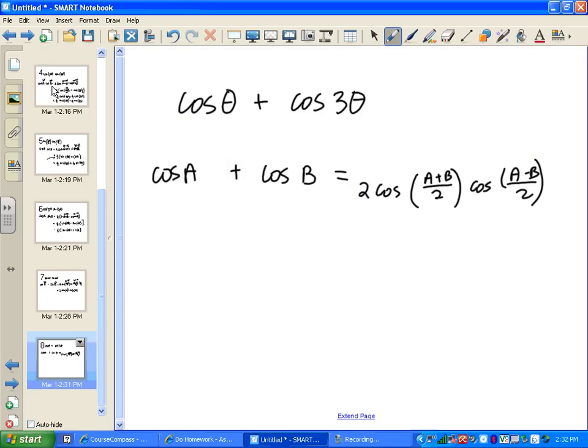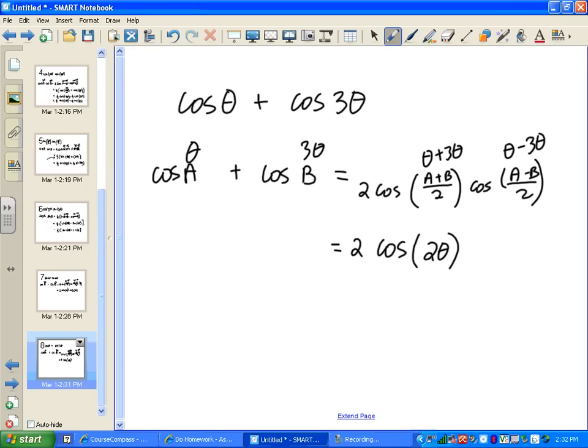Okay, so all we have to do is identify the A and the B. So notice the A is just theta, and the B is 3 theta. So now we're going to have theta plus 3 theta there, and this one's going to say theta minus 3 theta. And now let's evaluate this. So on the first one, theta plus 3 theta would be 4 theta, and 4 theta over 2 would be 2 theta. So I have 2 cosine of 2 theta.